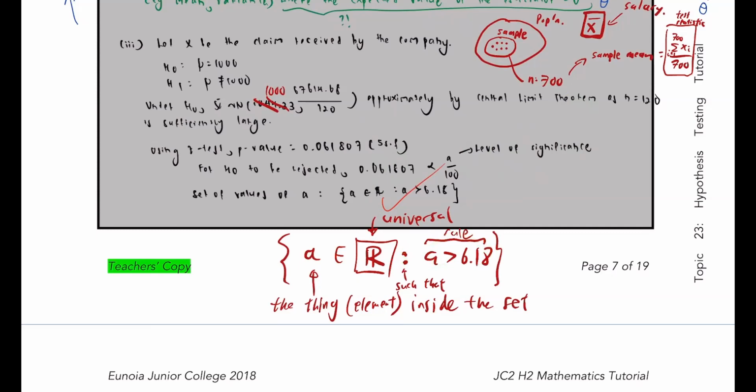So actually, if they ask for a set, I must do it like that, in this notation? Yes, correct. Actually, this is not A, it's alpha. So you should write alpha like that with an extra tail here. Okay? Alpha.